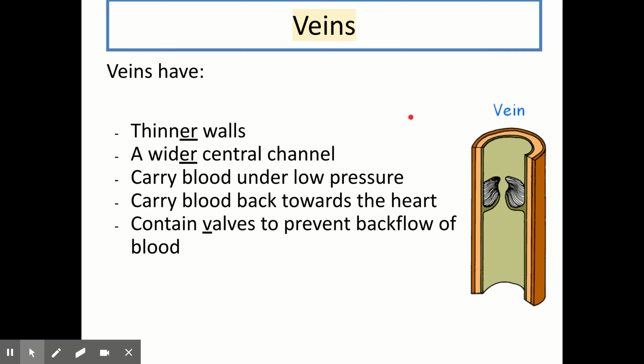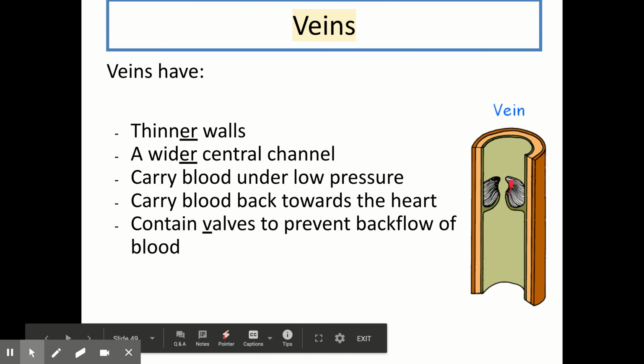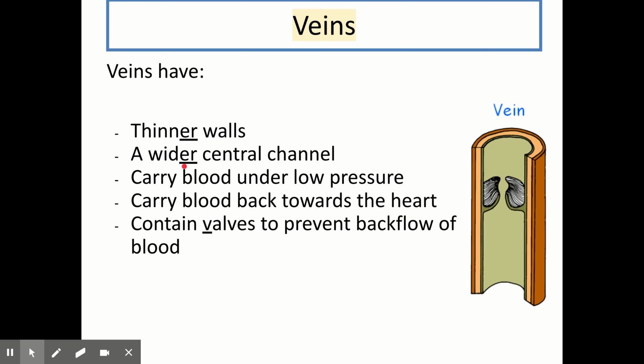In comparison, veins have thinner walls. So if we look at this picture here, the walls are thinner than the ones in the arteries, and they also have a wider central channel as well. You've noticed that I've underlined thinner walls and wider central channel, and that's because you need to directly compare veins to arteries. You can't just say they have thin walls, they have thinner walls than arteries, and they have a wider central channel.